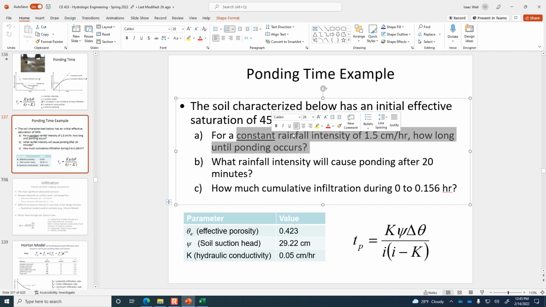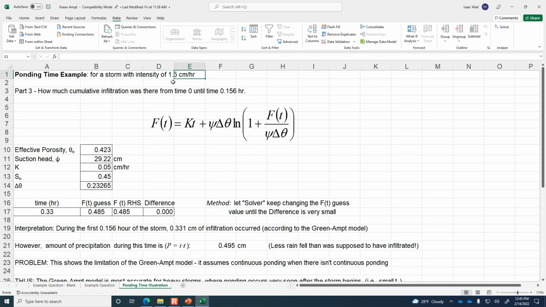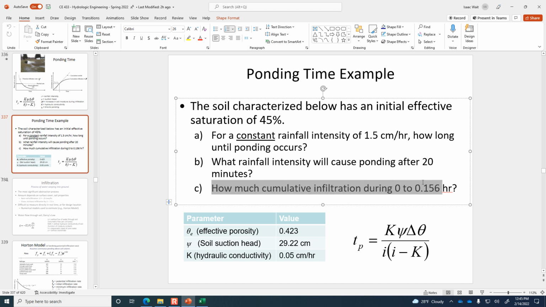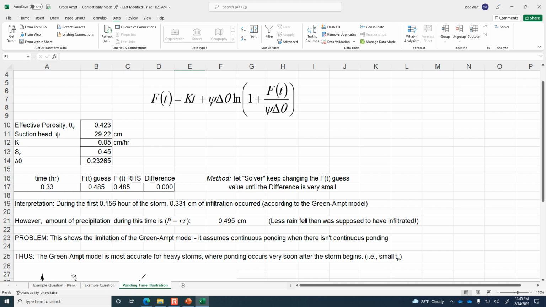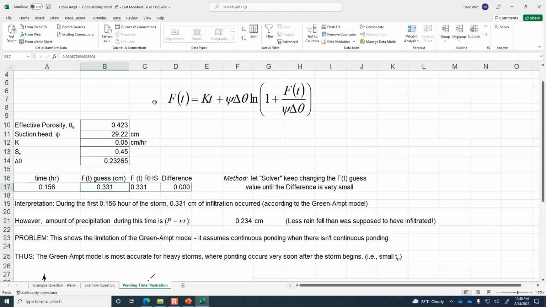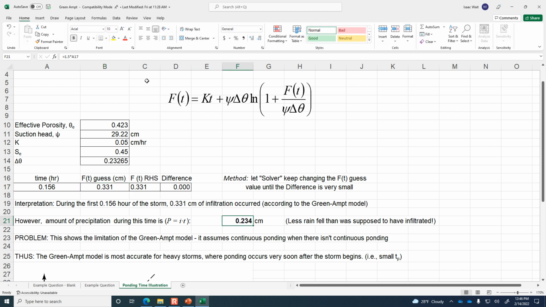And what rainfall intensity would cause ponding after 20 minutes? It would be 1.5 centimeters per hour is the rainfall intensity that causes ponding after 20 minutes. And how much cumulative infiltration happens during a period of 0.156 hours? So let's look at 0.156. And we have to do the solver again so that the left-hand side and the right-hand side are equal. So in 0.156, the infiltration amount is 0.331 centimeters. I guess maybe just to make it explicit, the units of this is centimeters. As we're going back and forth and comparing this value to the infiltration, this is the precipitation.